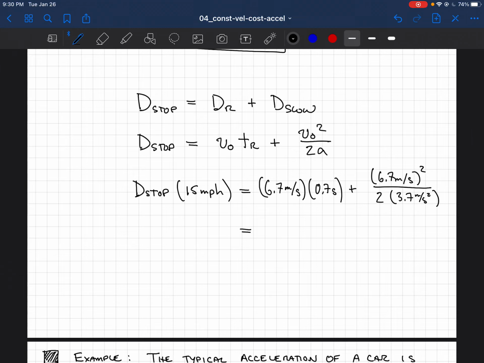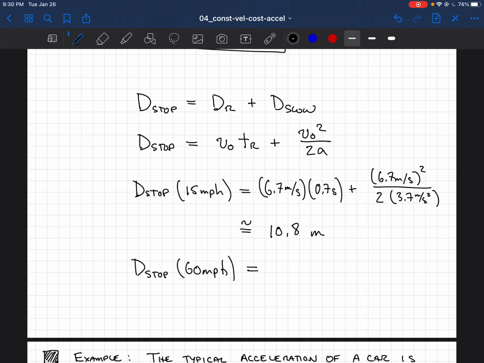6.7 times 0.7 plus 6.7 squared divided by 2 divided by 3.7. So I get 10.8 meters approximately. Okay? Now what if you're going 60 miles per hour?